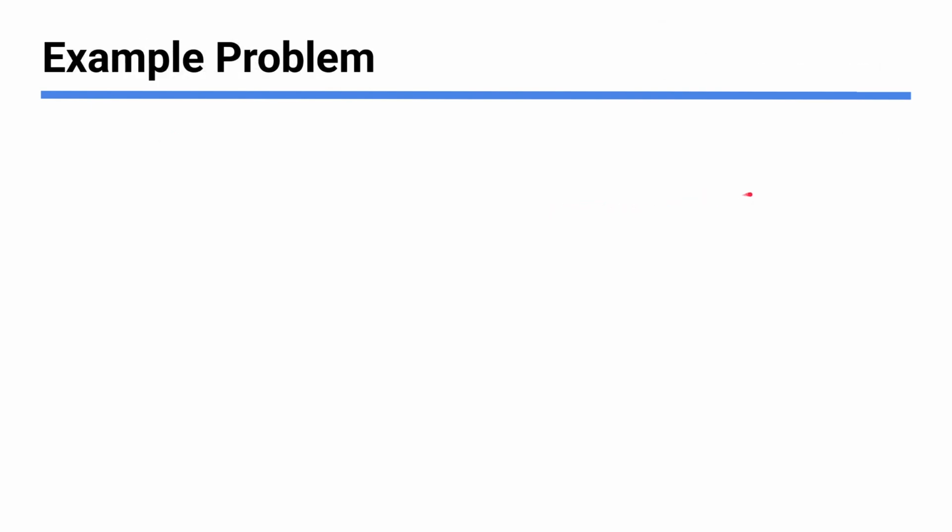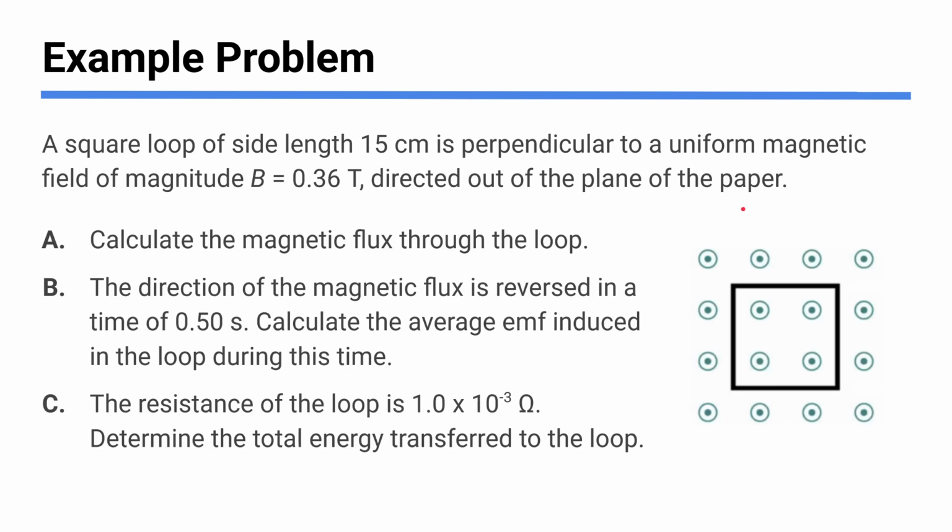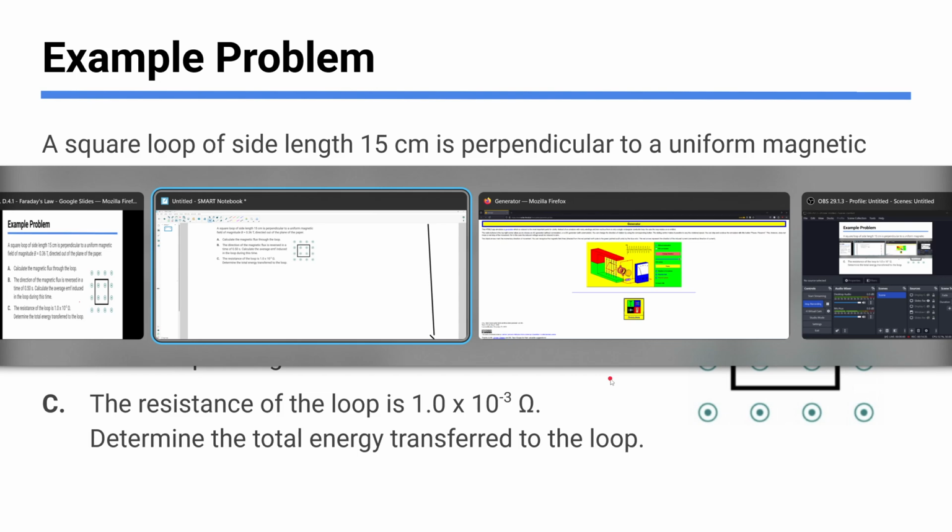All right, let's try a problem and see what this kind of looks like. Here's the type of thing you will see. We have ourselves this little square loop of wire. You just take a wire and bend it and turn it into a square so that the math is easy, I guess. And it's perpendicular to a uniform magnetic field this big, 0.36 Tesla, directed out of the plane of the paper. Remember, in our 3D vectors, the dot means it's an arrow coming right at your face. So we want to do a couple things: calculate the flux, and then some stuff's going to happen. Okay, so let's go to that.